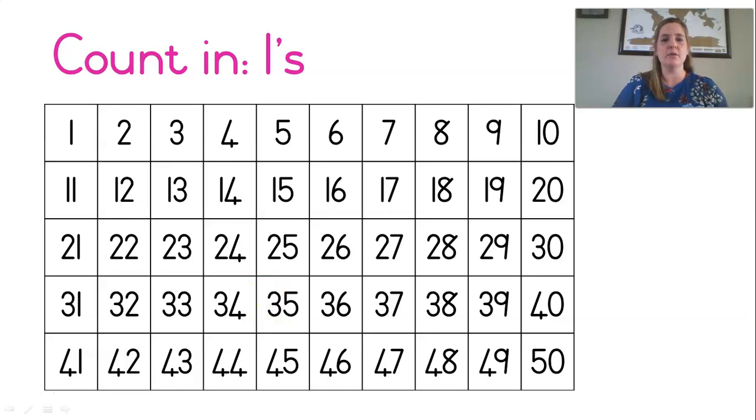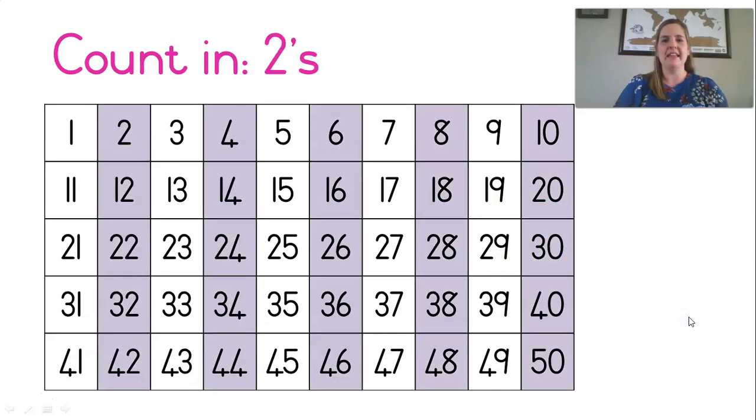Okay, first let's count in ones, and we're going to count from 1 all the way to 30. Count with me, okay? 1, 2, 3, 4, 5, 6, 7, 8, 9, 10, 11, 12, 13, 14, 15, 16, 17, 18, 19, 20, 21, 22, 23, 24, 25, 26, 27, 28, 29, 30. Very good.